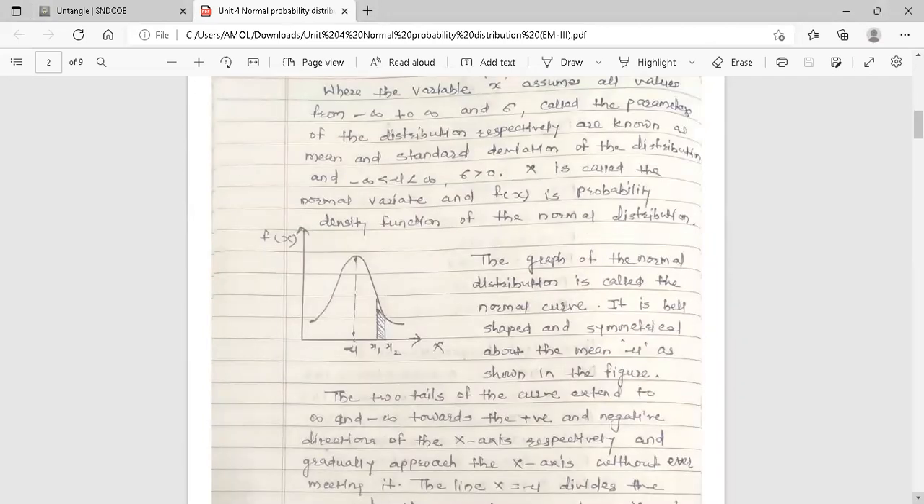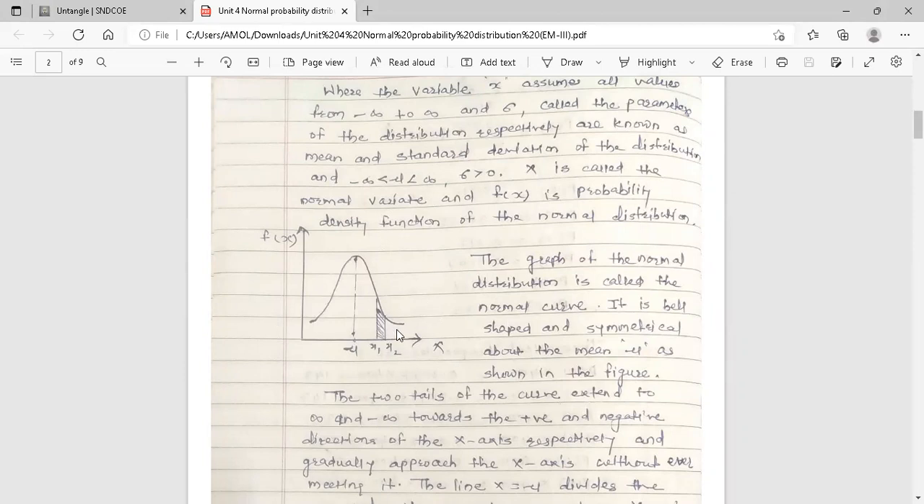The graph of the normal distribution is called the normal curve. This is the normal curve. It is bell-shaped and it is symmetrical about the mean mu, as shown in this figure. The two tails of the curve extend to infinity.